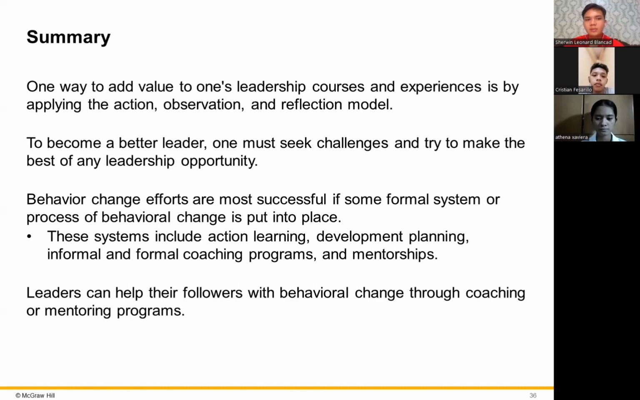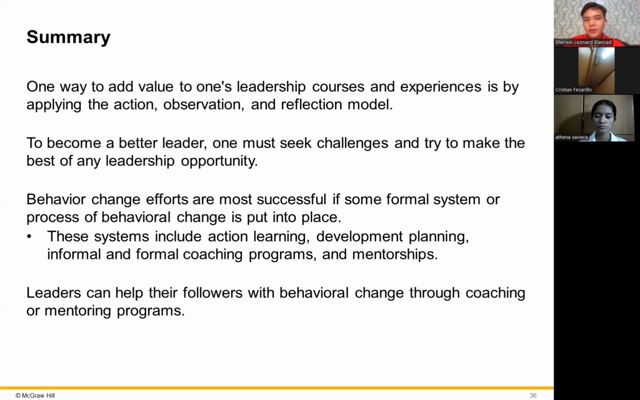To summarize, to make your leadership matter, you need to apply the action, observation, and reflection model. Along the way, there are challenges you will come across in your journey as a leader. It can be an opportunity to become a better leader by converting the challenges into lessons. If the system is based on behavioral changes, it can be successful. This is composed of action learning, development planning, informal and formal coaching programs, and mentorships. All of these are behavioral changes that can lead to a successful leadership system.